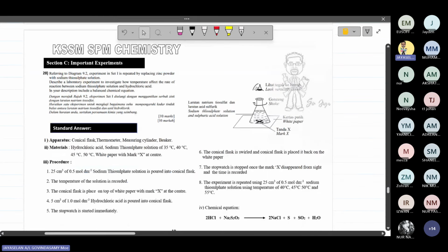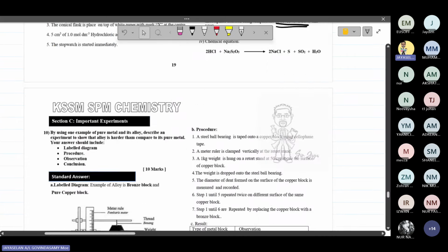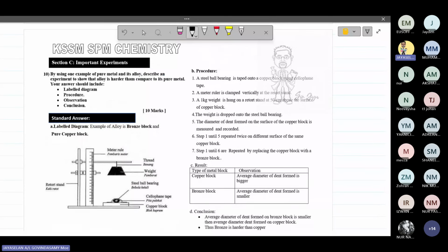Okay, one more. Under rate of reaction. Rate of reaction to determine concentration factor or temperature. This one temperature factor. Mungkin boleh keluar. Okay, one more alloy. Determine the hardness of alloy. Ini lama tak pernah keluar. Okay, pure metal alloy. You just baca hafal je. Okay, dia minta lukis diagram practice.